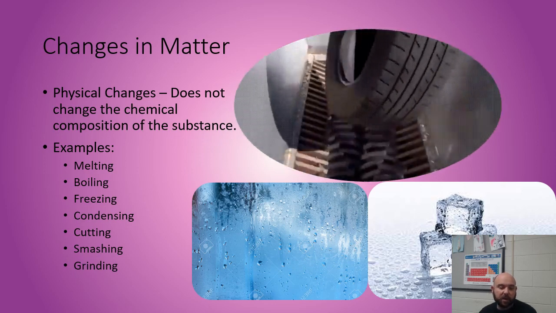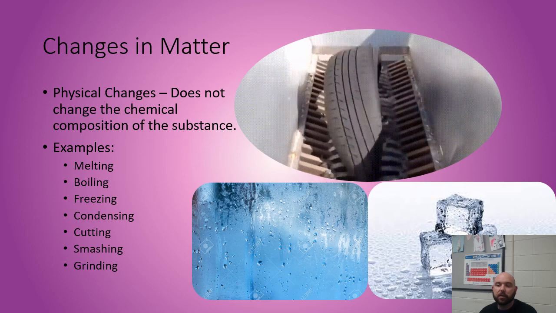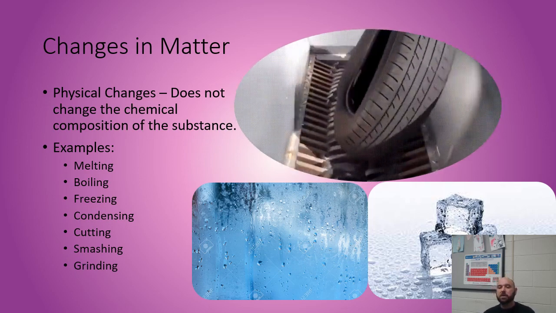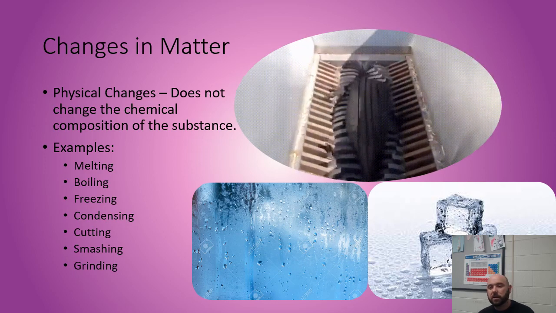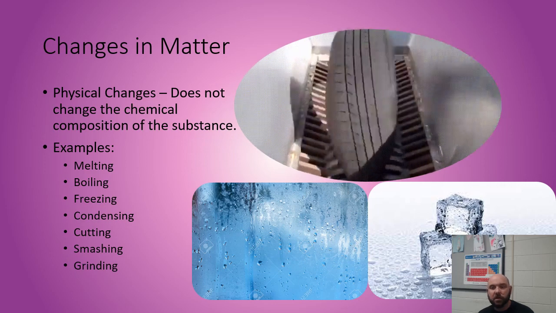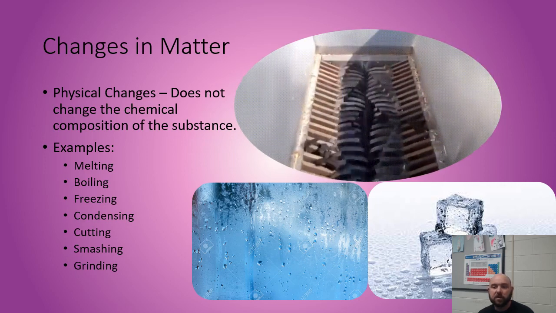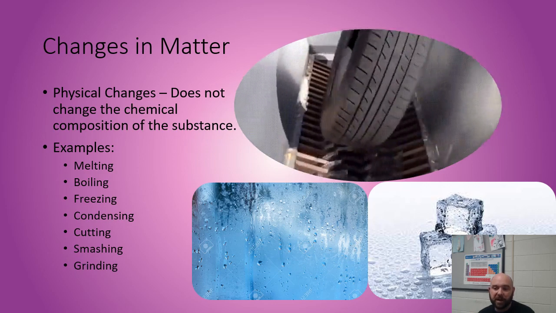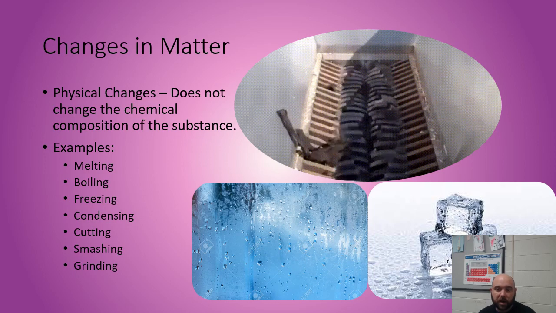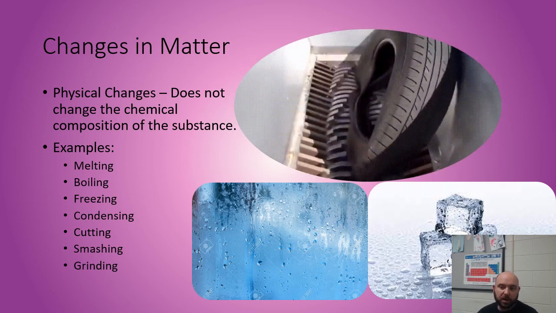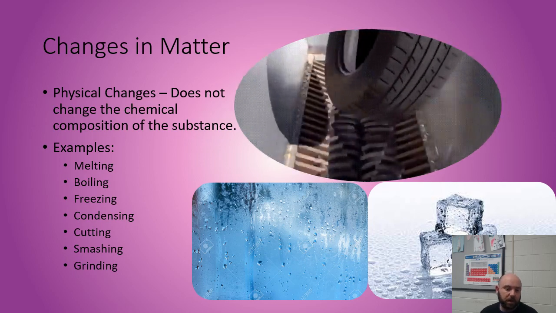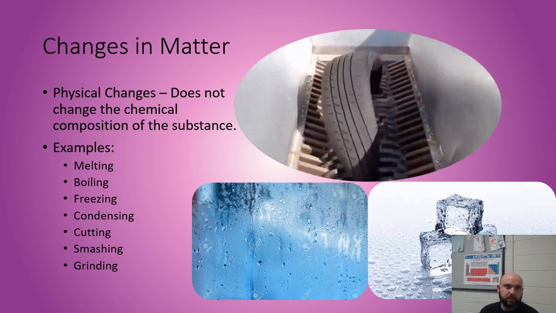Also, things like cutting, smashing, and grinding. You see the animation of the tire going through the industrial shredding machine out there. It's kind of neat. The rubber bits that come out of the other side are still the same compounds that made up that tire before it was shredded. So that's a physical process. We didn't make any new compounds. We don't have a new material coming out of the other side, even though it's not in the shape of a tire anymore. So those are physical changes.